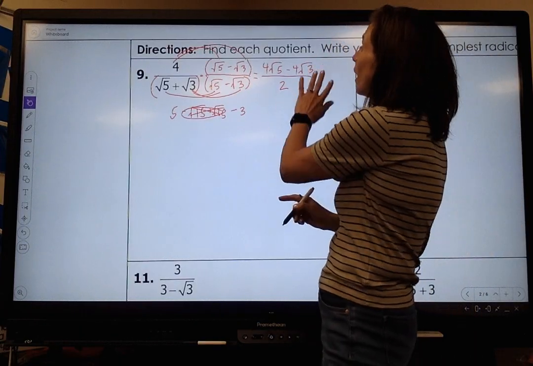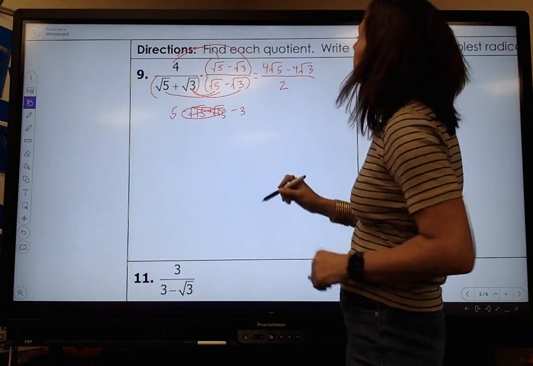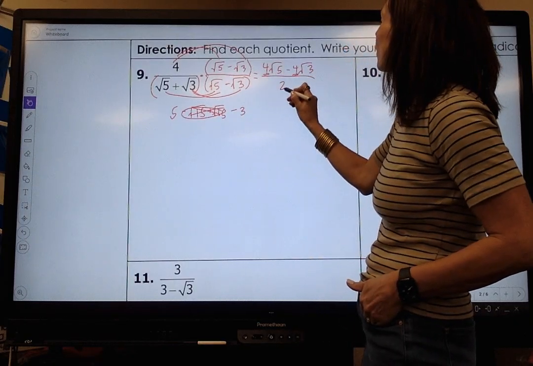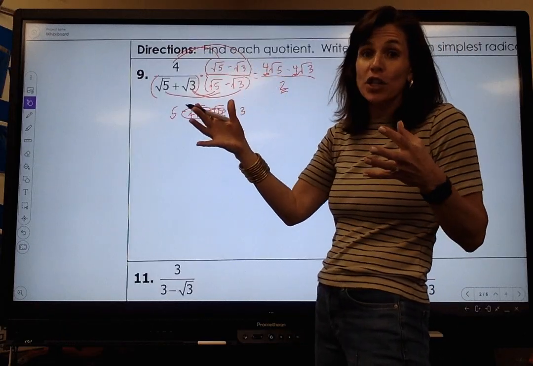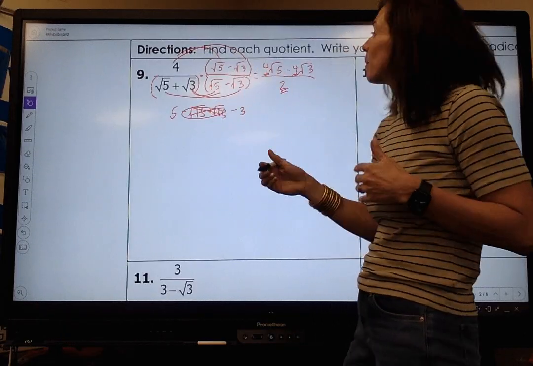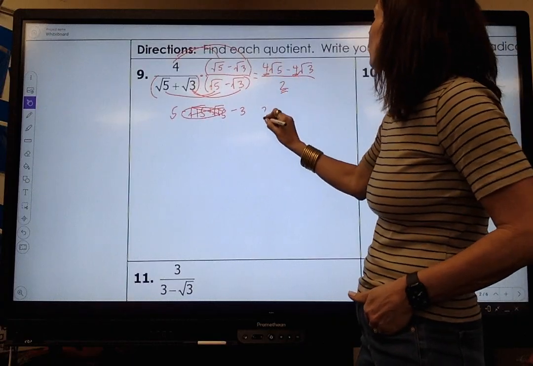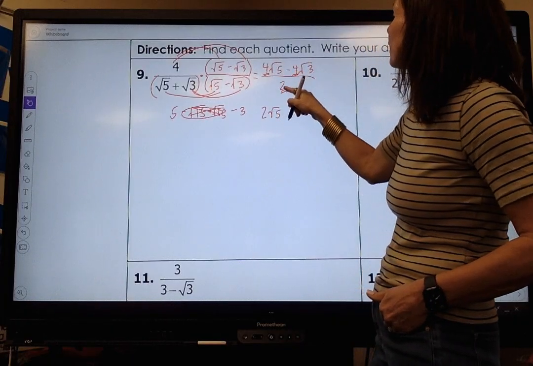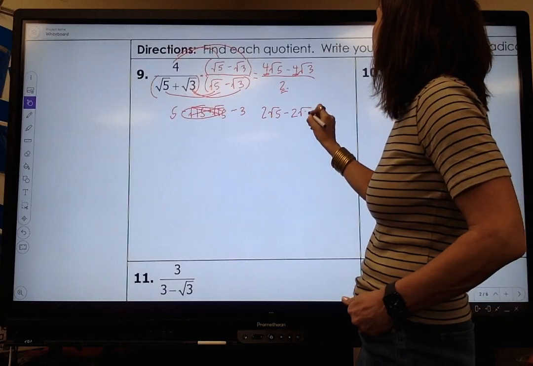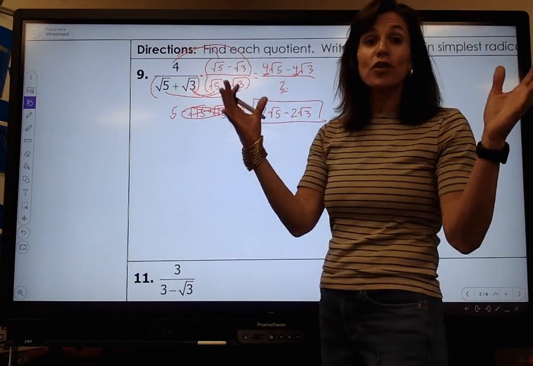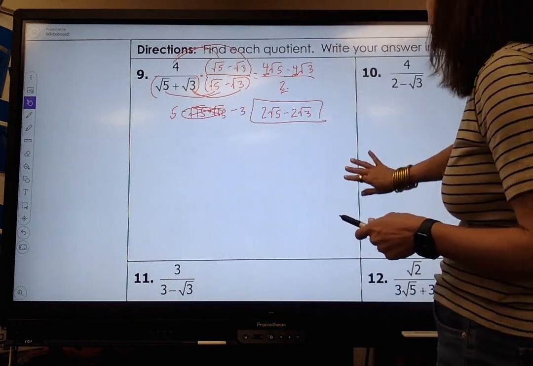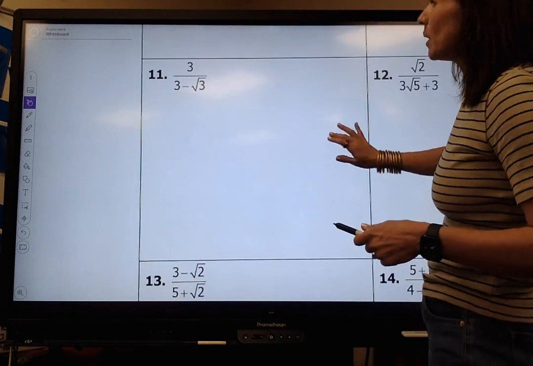Now, here, I can reduce, okay? Because I've got a 4 and a 4 and a 2. So I can take my coefficients and I can simplify everything by 2. 2 goes into 4 2 times, so 2 square root of 5, negative 4 divided by 2 is negative 2 square root of 3. So this is my simplified final answer. Make sure you simplify your fraction. All right, let's take a look at number 11.